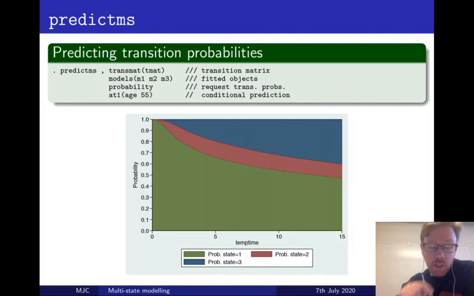Okay, so getting to the core command of the multi-state package is this predictms function, which calculates our prediction. So given my estimated models, I'm passing my model objects M1, M2, M3, which get tallied up with my transition matrix. We saw the matrix, it had transition number 1, number 2, number 3. They match up simply with our models. I request transition probabilities, and I'm making a conditional prediction. So I'm going to set age to be equal to 55. All other covariates are set to be 0. And this is what I get.